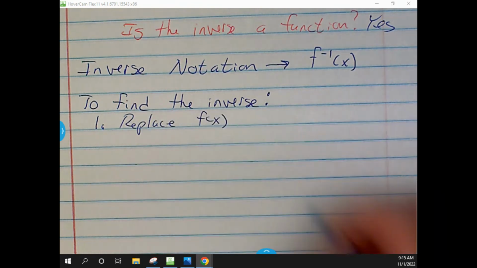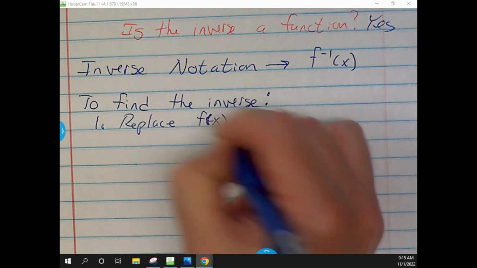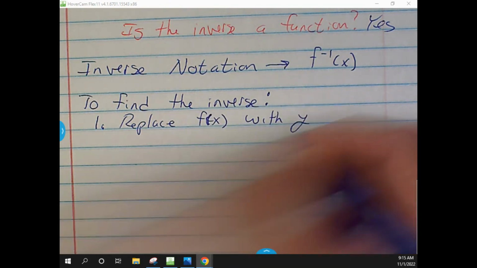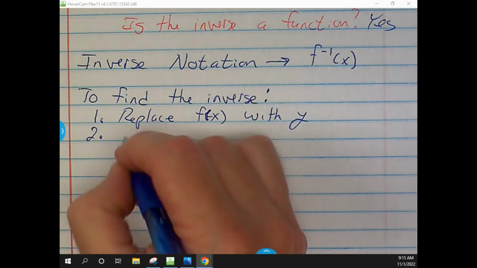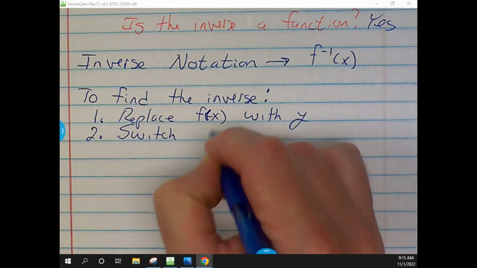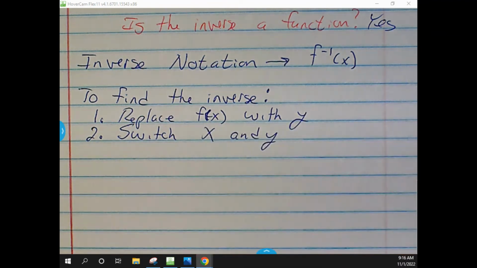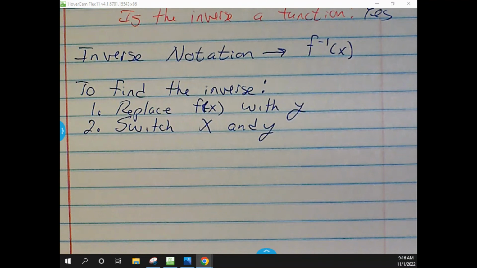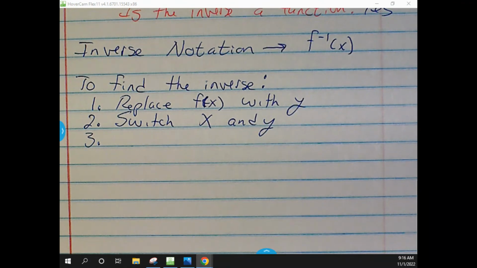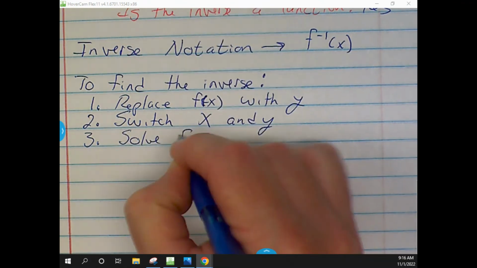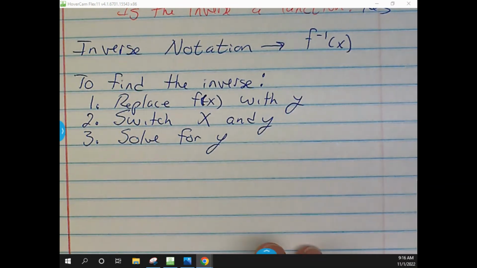Okay. And the very first thing is we're going to replace the f of x with y. So the first step's not even really any math. It's just more of cleaning it up to make it look a little bit better, to make it less of a function, more like an equation. And then we're going to do like we did up here. Now we're going to switch the x and y. And then once we switch the x and y values, we're going to solve for y.